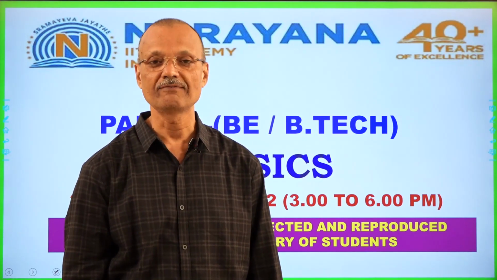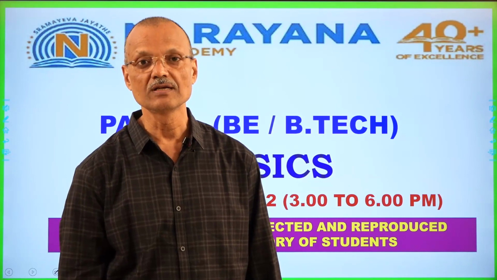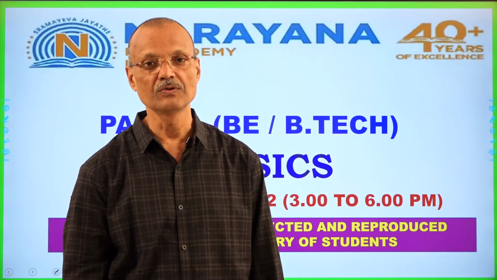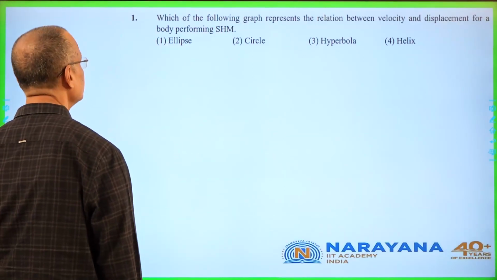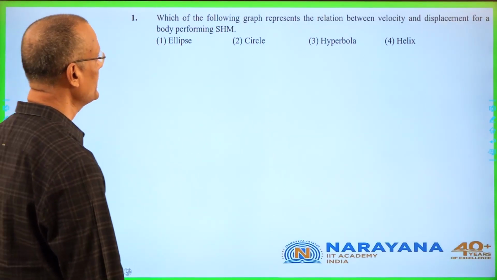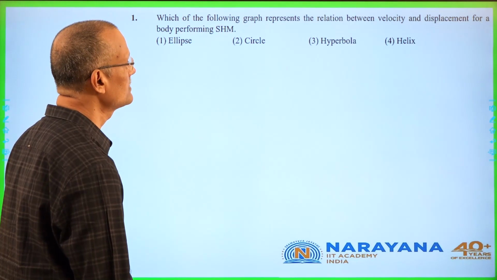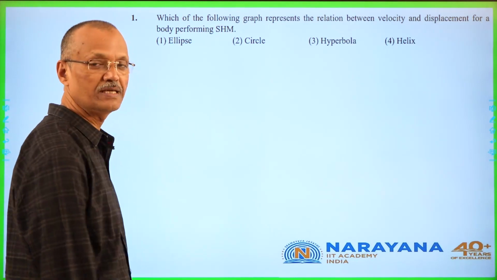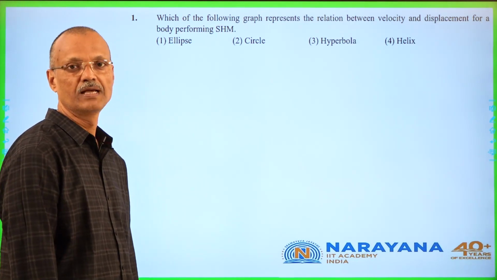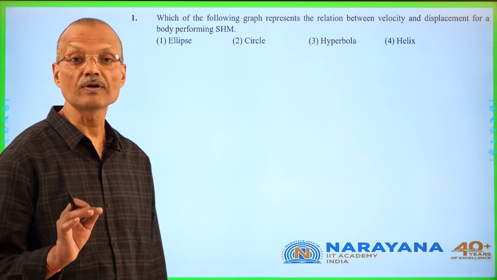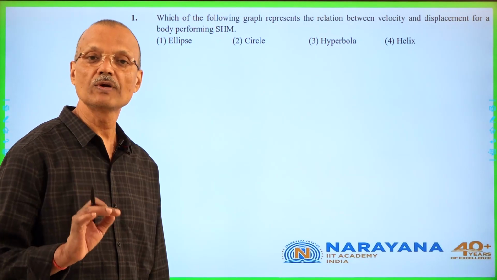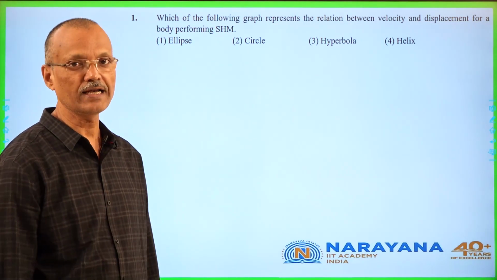Perhaps you people have done very well, but still, presenting in front of you the first question. Which of the following graphs represents the relation between velocity and displacement in SHM? If you want to plot any graph, the most important thing is you must correlate the x and y coordinates.